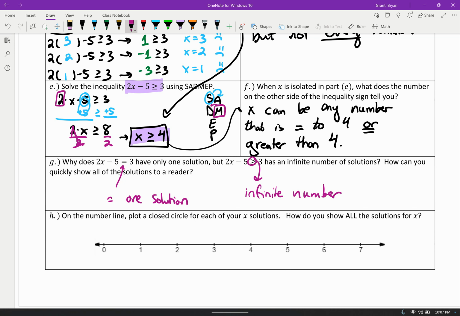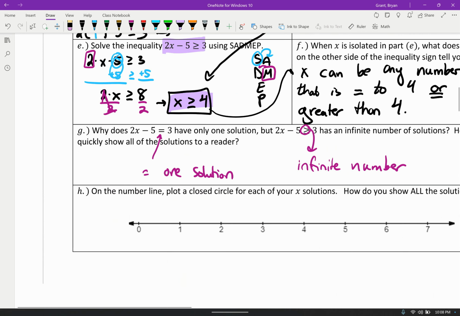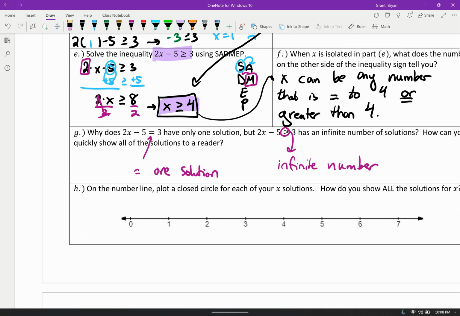Now, there are two ways that we can tell people the exact number of solutions. One way is an algebraic way, right? And that's what we saw on E up here. We solved using algebra, and we found an algebraic answer that shows or tells people that x's can be any numbers that are 4 or larger. But another way we can show these solutions is graphically. We can graph all the solutions.